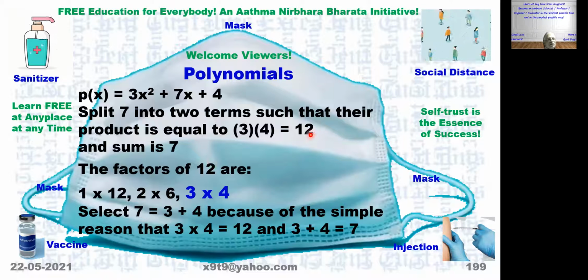Now, 12 has got factors of 1 into 12, 2 into 6, 3 into 4. The next ones will be 4 into 3, 6 into 2, 12 into 1, which need not be taken because they are the same as these. Now among these, it is necessary to see the sum which gives the coefficient of x, that is the middle term. So here select 3 and 4, because 3 plus 4 is equal to 7 and 3 into 4 is equal to 12.